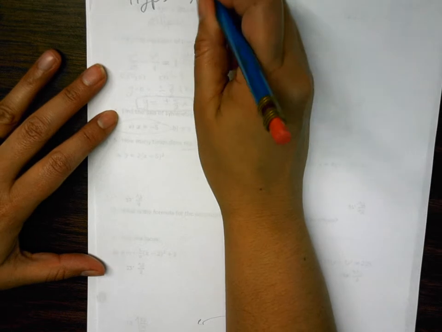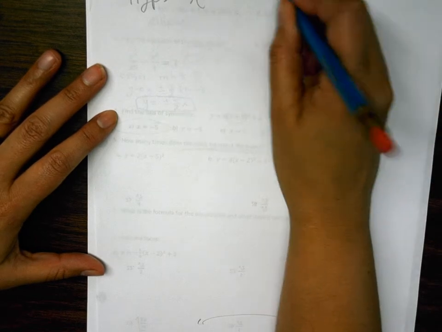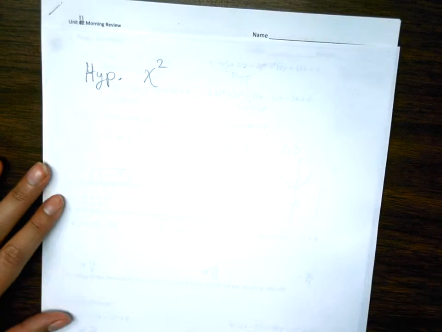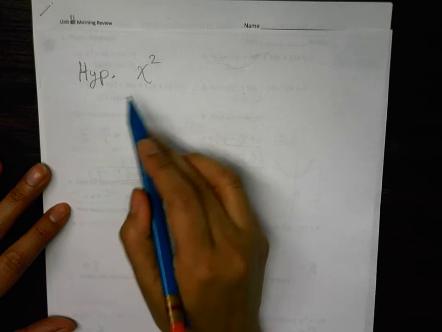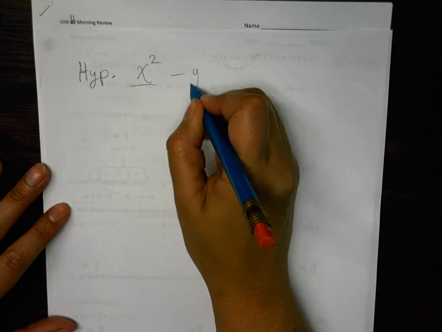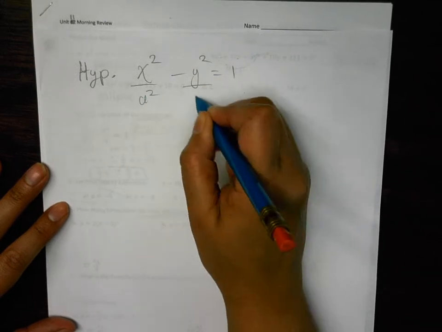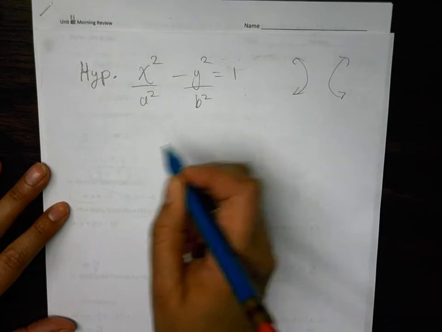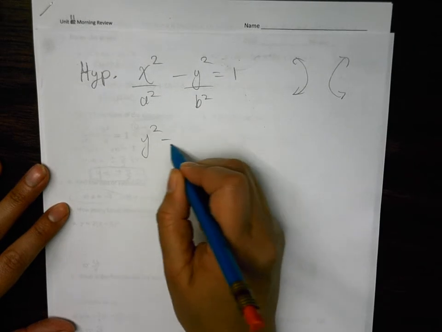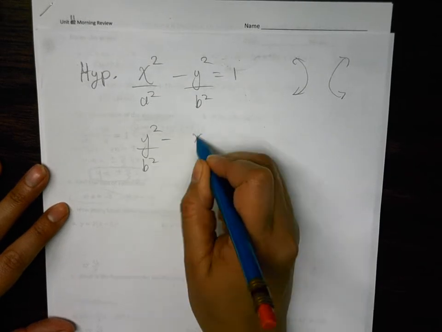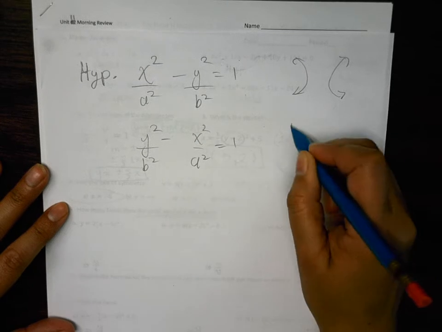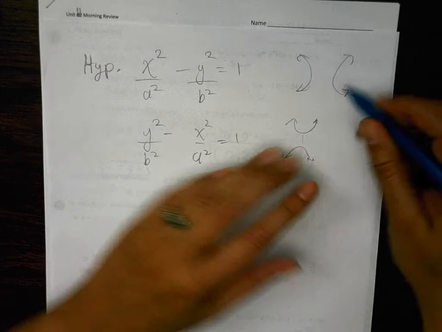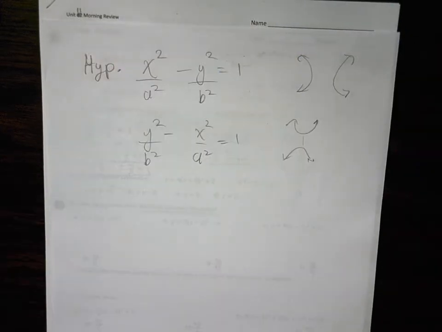For a hyperbola, if x squared comes first, it is opening right and left. If y squared comes first, it's opening up and down. Think of that making a y, or think of pushing those together, making an x, however you want to think about it.